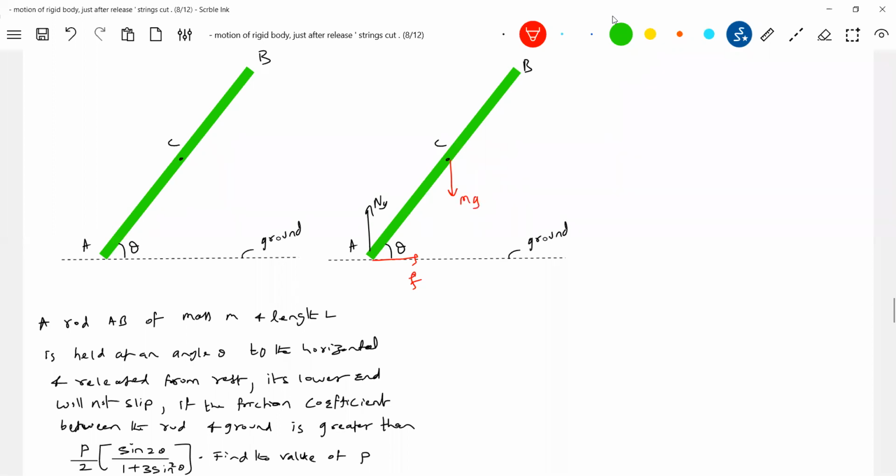Now tell me, about what point will it rotate? Really, I'm troubling you a lot now. About what point will it rotate? About the center of mass or about point A? Anybody wants to answer? Okay, you can unmute and tell me. Will it rotate about the center of mass or about point A? Point A. Okay, fine, all of you.